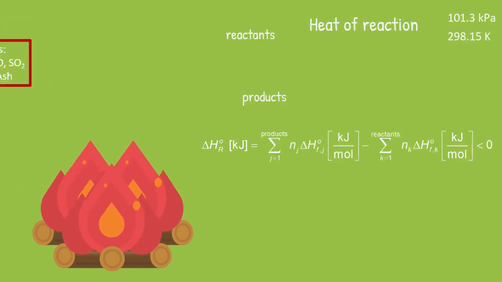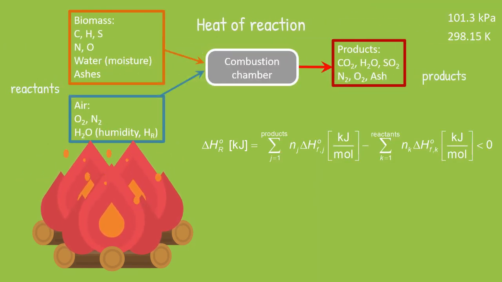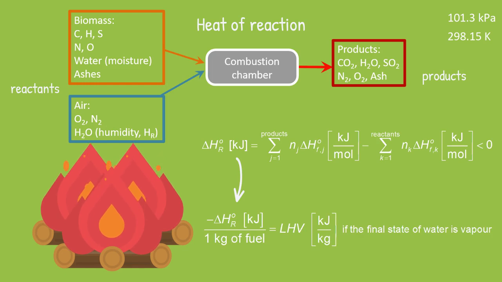The chemical composition of biomass is very complex. Therefore, knowing the standard enthalpy of formation is almost impossible. For this reason, we will use the lower heating value as reference, which can be determined experimentally in a pump calorimeter. The lower heating value is the standard reaction enthalpy per kilo of fuel when the final state of water is vapor.